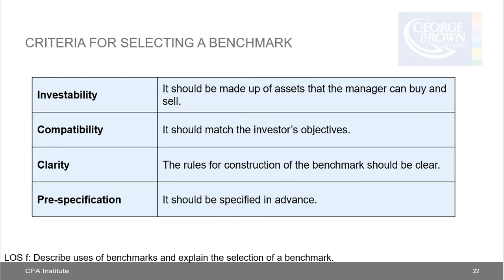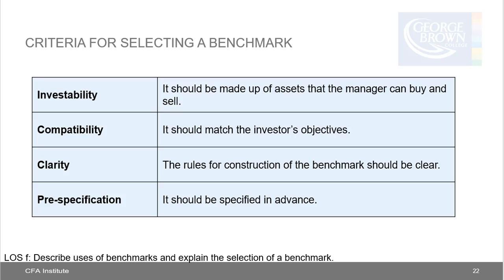Now we're looking at the criteria for selecting a benchmark. A financial benchmark must meet certain criteria. Number one is investability. The benchmark should be composed of assets that can be bought and sold by the fund manager. For passive fund managers, it would be difficult to mimic the benchmark if it contained assets that they could not buy. For active fund managers, not being able to invest in some of the benchmark's components could limit the ability to outperform it.